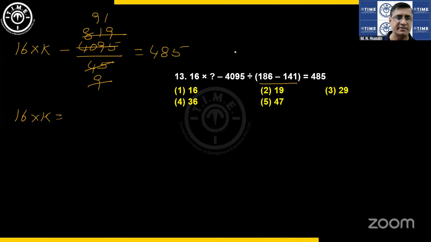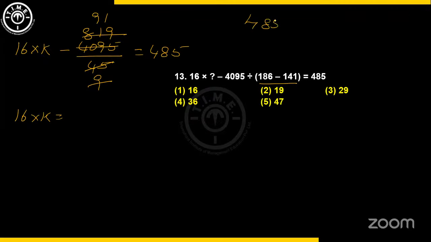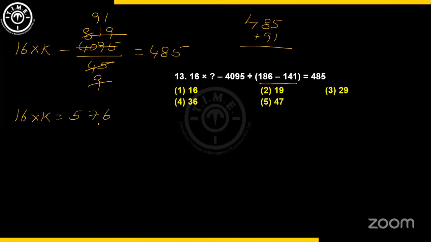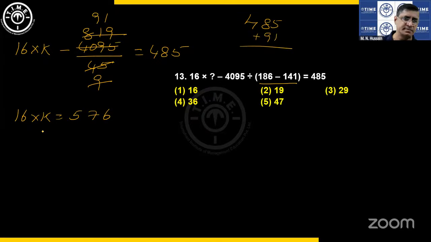Take the other side. 485 plus 91. So what is the result? The result is 576. Now simplify. How many times does it go?